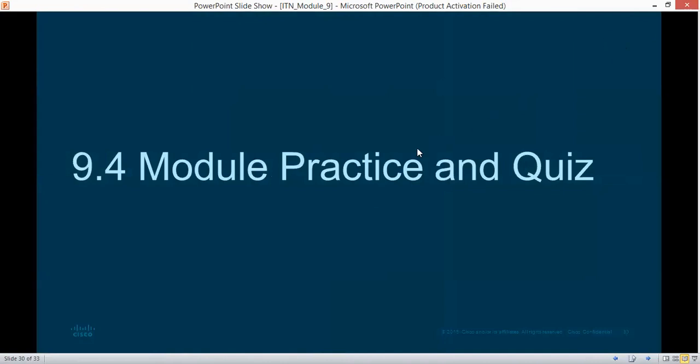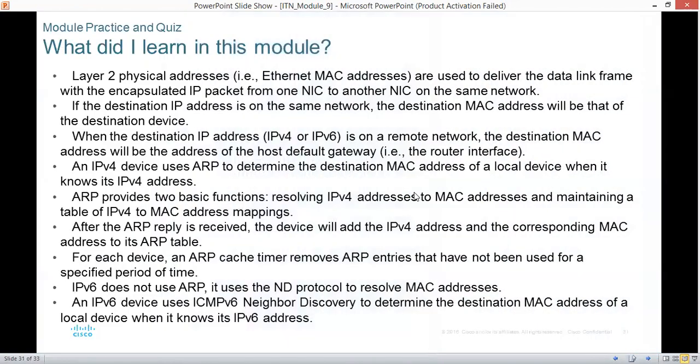module 9. So module 9 is only addressing ARP. As a summary, what it's talking about is ARP resolution for IPv4 and then neighbor discovery for IPv6. So when you go through that, if any challenges, you let me know.